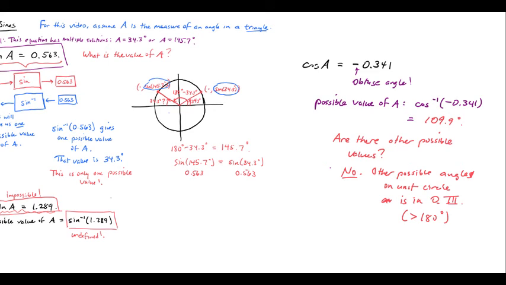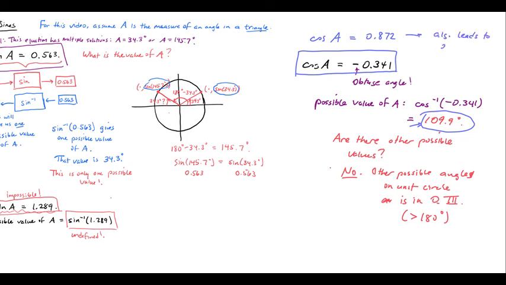This 109.9 degrees is the only possible measure of an angle in a triangle that will give you a cosine of negative 0.341. So if you see cosine of A equals negative 0.341, and you get 109.9 degrees, you can take that to the bank. That's the only possible measure of that angle. It may be you run into an impossibility someplace else, but if there is an angle A, that's it. And in fact, if I give you cosine of A equal to some positive value, then this also leads to only one possible value of A, which is gotten by taking the inverse cosine of 0.872.